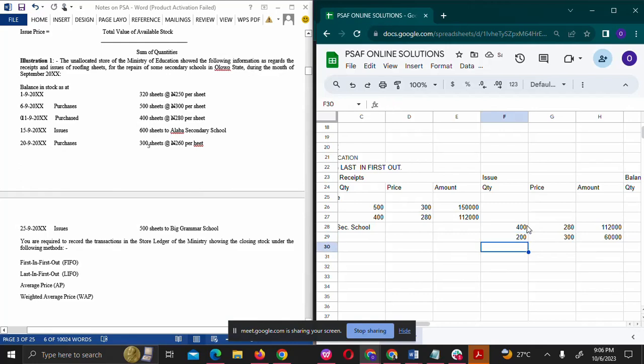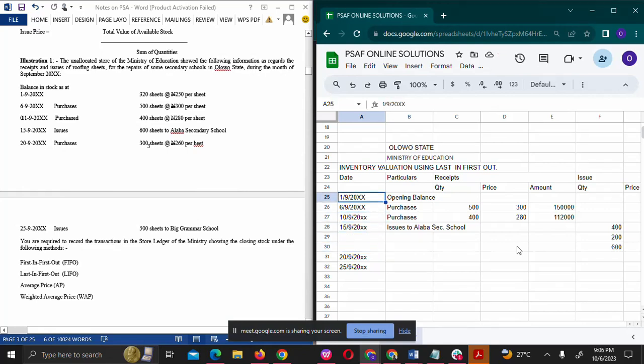Please, which one are you doing now? Last in first out. Like you didn't start from the beginning? For last in first out, the opening balance is the same from the beginning. The purchases are the same thing. The issue is 600 sheets. This is the first issue.